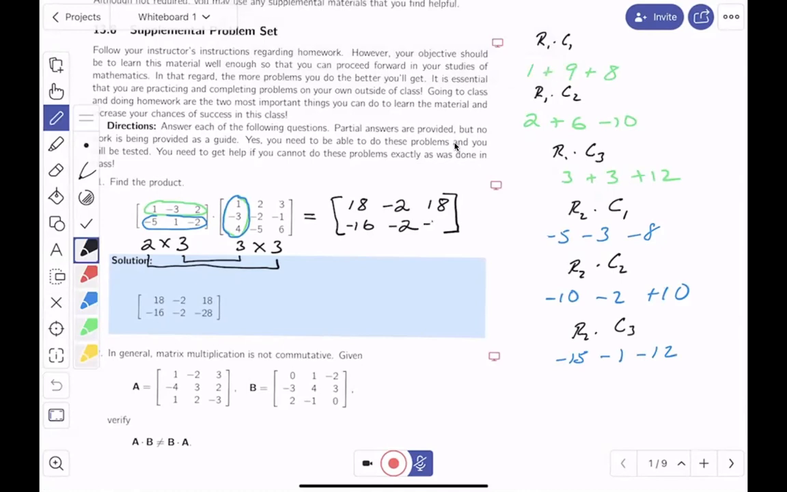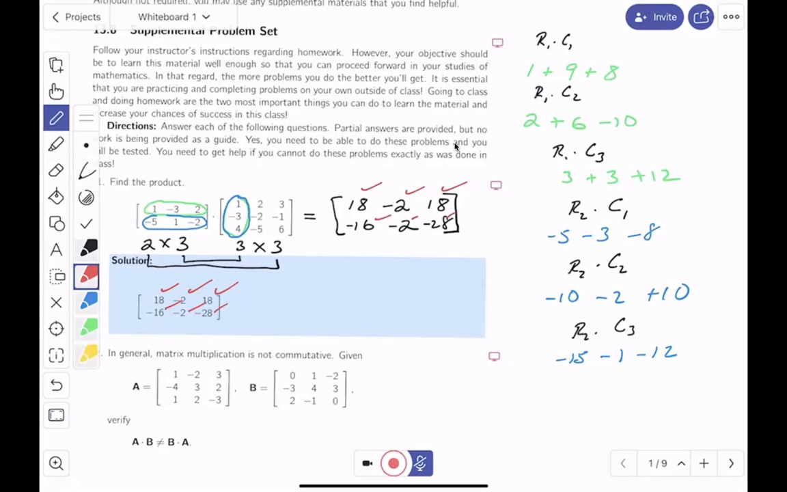Write that down. Now what's critical? Make sure you got the right answer. 18, 18, minus 2, minus 2, 18, 18, minus 16, minus 2, minus 28. If you're not getting the right answers, all I can say is try again. All right, keep doing it.